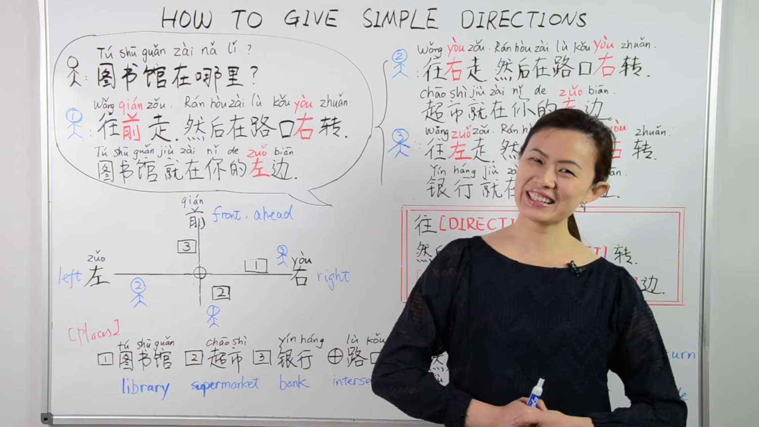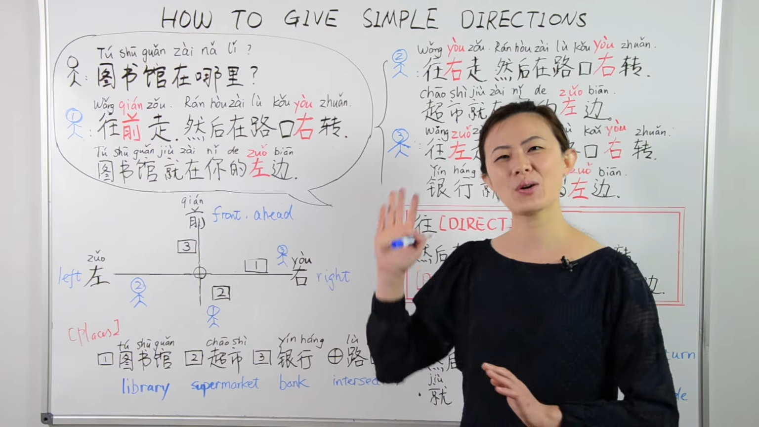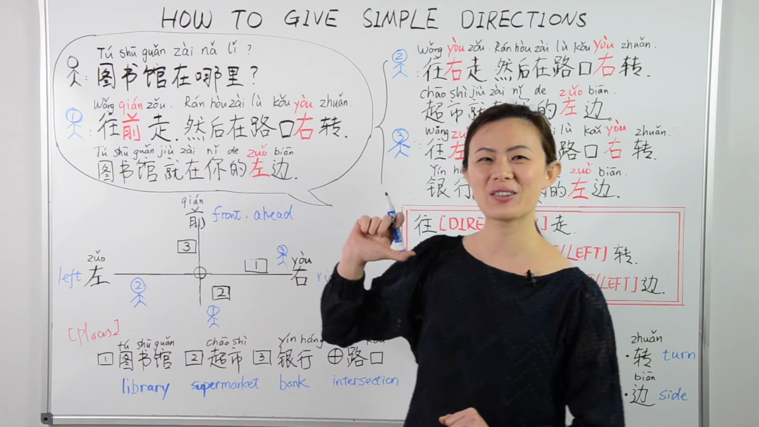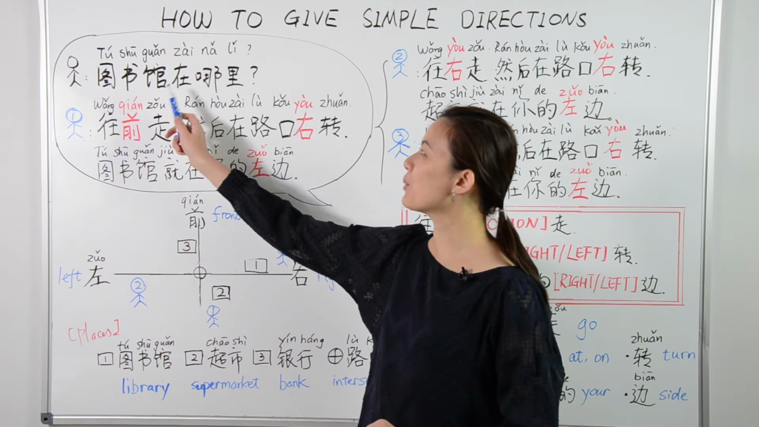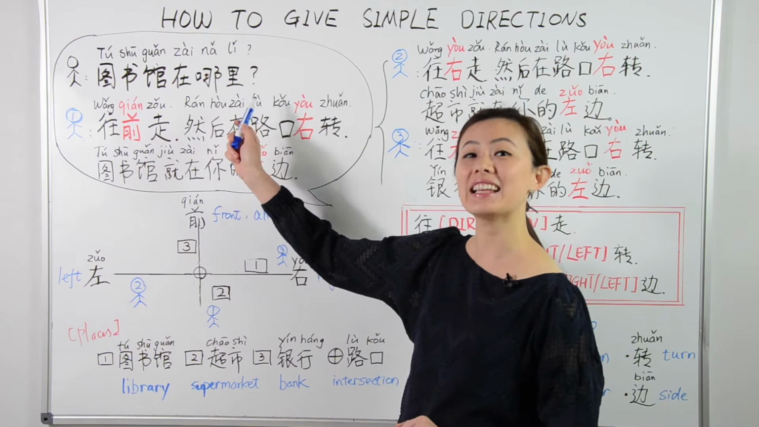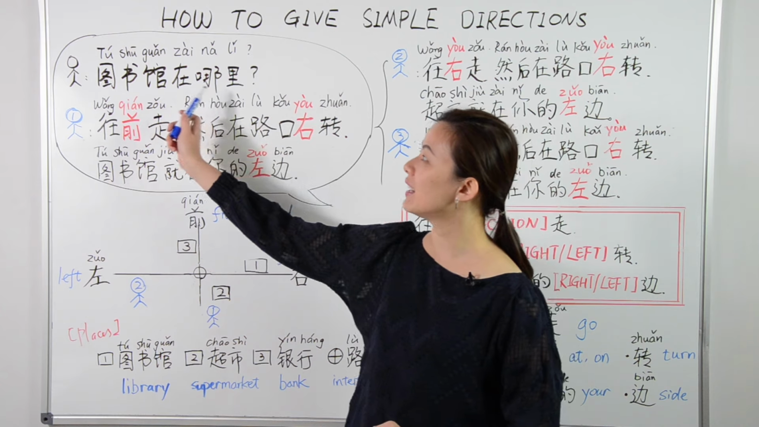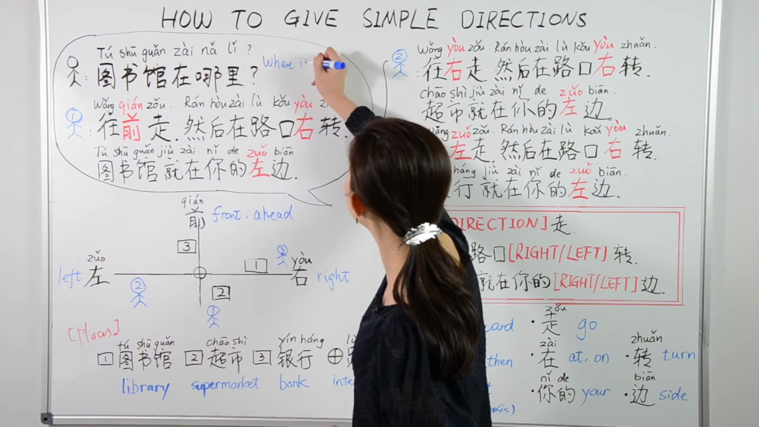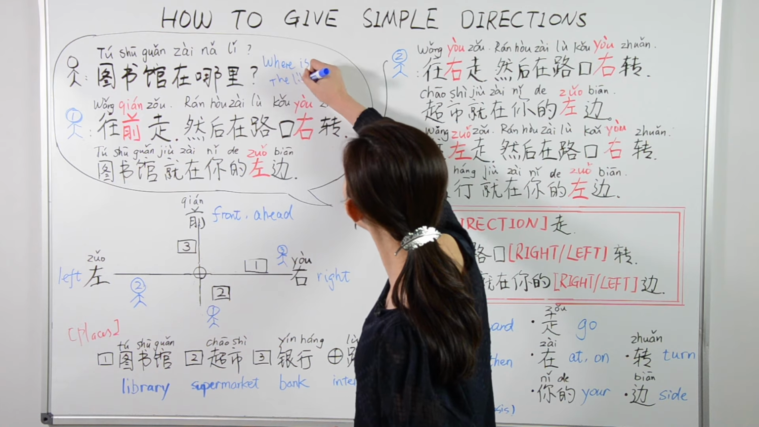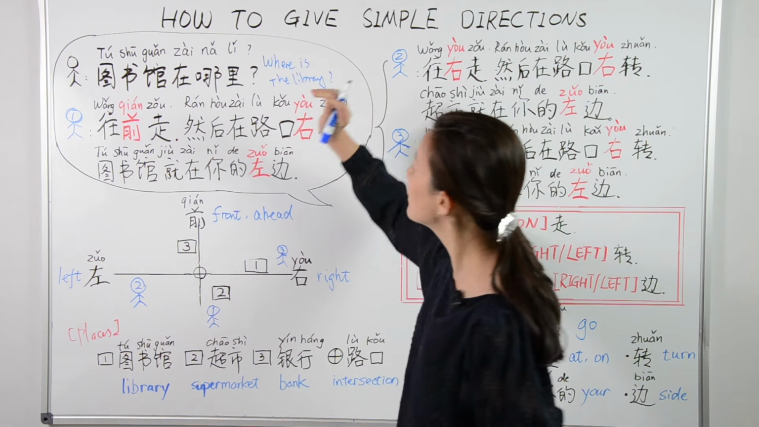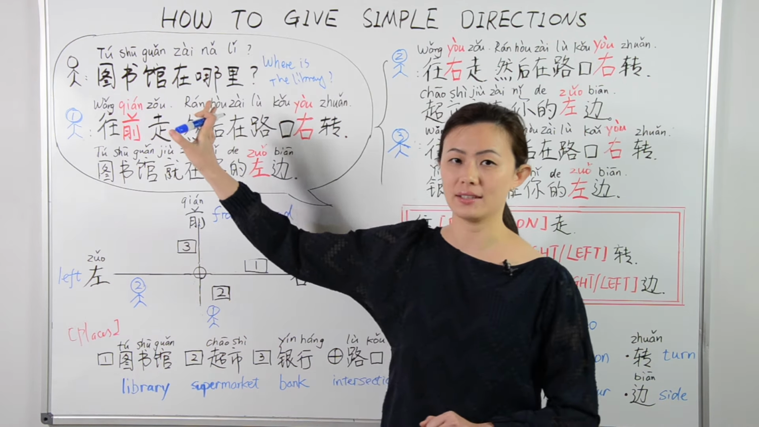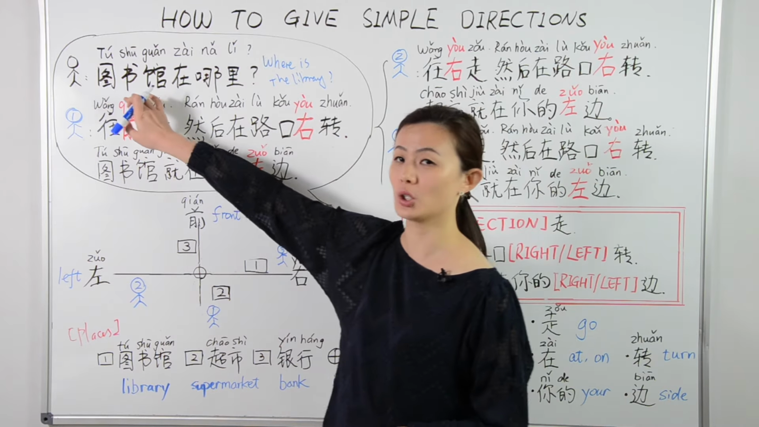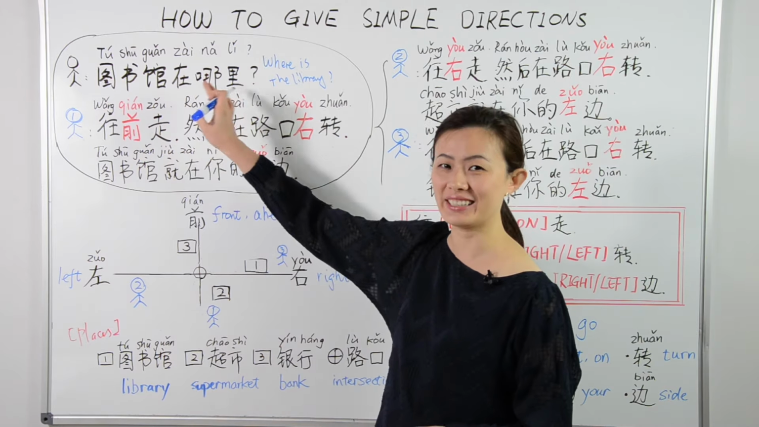Alright, did you get what the directions were? Can you find the library? If not, don't worry. We'll go over the dialogue one by one, line by line. Okay. First is our question. 图书馆在哪里? This is asking, where is the library? This is a standard way to ask where some place is at. First is the place you're looking for, and then 在哪里, at where.